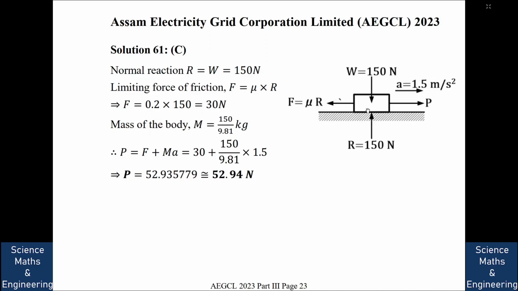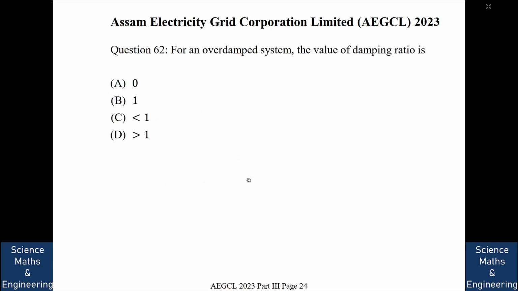Okay. Now this P, apart from this, it is already exceeding the limiting force of friction and then accelerating at 1.5 meter per second square. So P would be equal to this frictional force plus m into a. Now what is m? Mass of the body would be equal to 150 Newton divided by 9.81, acceleration due to gravity. So P = F + ma, which is equal to 30 + (150/9.81) × 1.5. So we get P is approximately equal to 52.94 Newton. Okay, so we'll go to the next question.